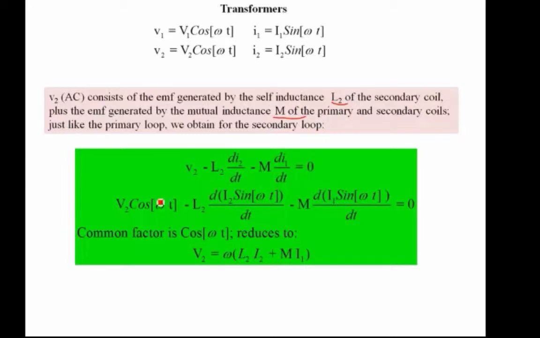So again, we put in our sinusoidal functions. Here's cosine for the voltage, here's the sine derivative with respect to time of I2, and the derivative of I1 with respect to time put here, and so we have the entire loop equaling 0. Again, we have a cosine omega t common to all these factors, and so that leads to another equation which is just the amplitudes, no time dependence here. That will give us a second equation that we'll be able to use.